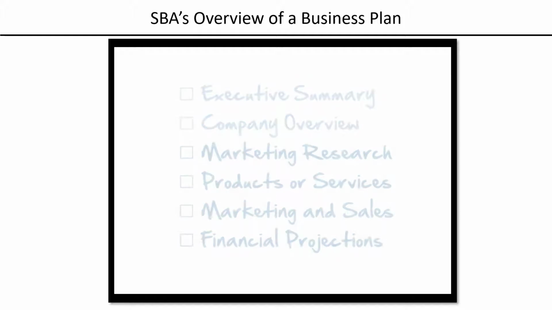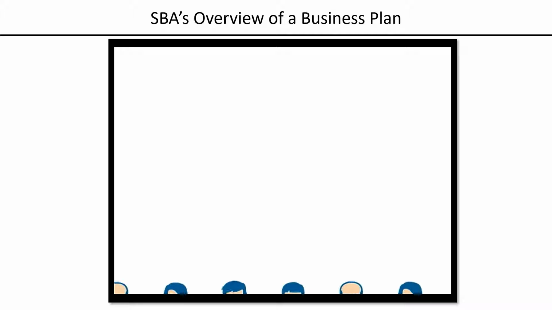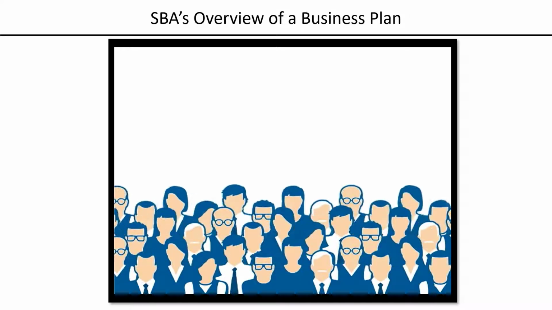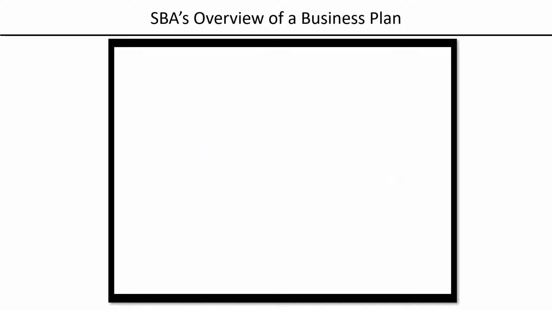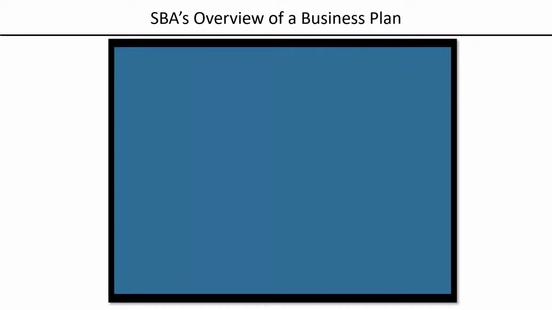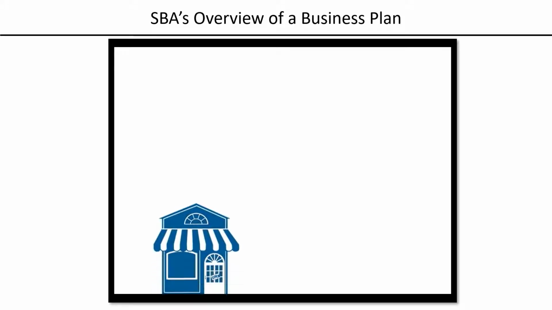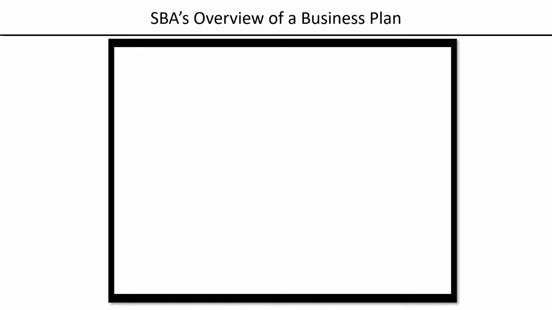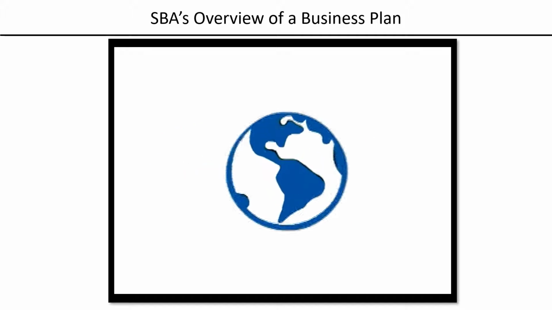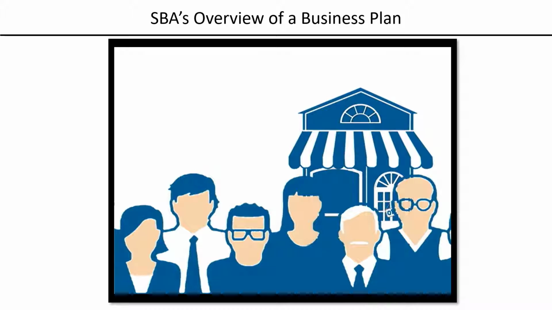Let's take a closer look at each section. An executive summary is the first section of your plan. Use it to introduce your business and identify your customers. Make a short but strong case that explains how you'll make your business successful. The next section is your company description. Provide a high-level explanation of your business, what it will do, and how it will make money. Include a mission statement and the location of your business. Identify key employees and any other qualities that make your business distinctive.